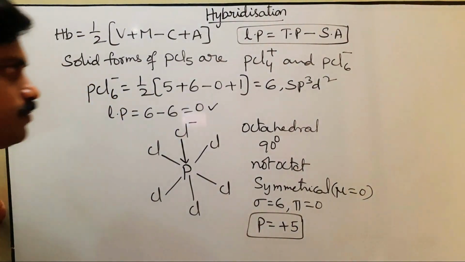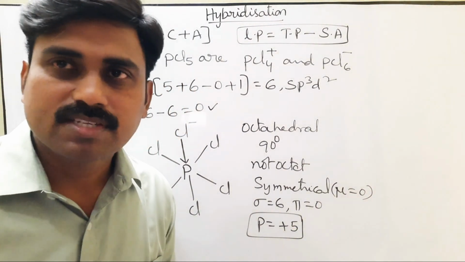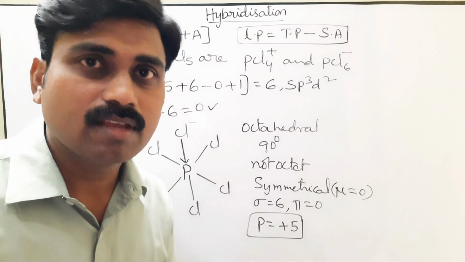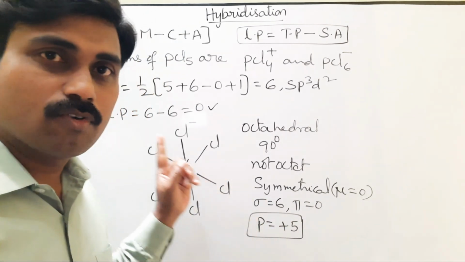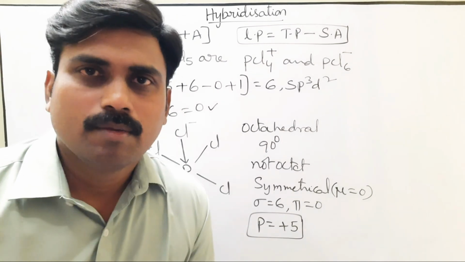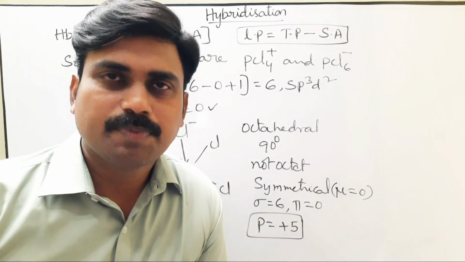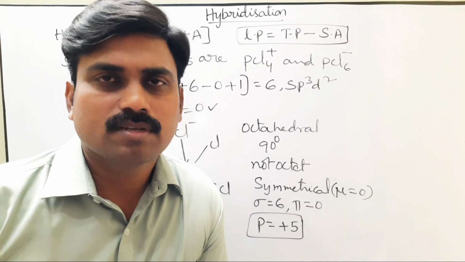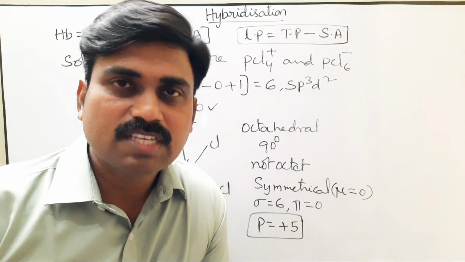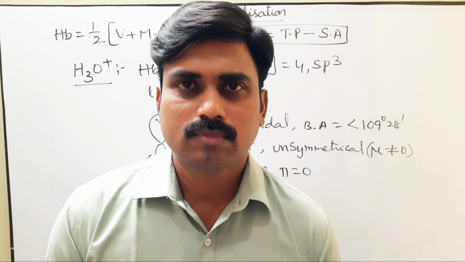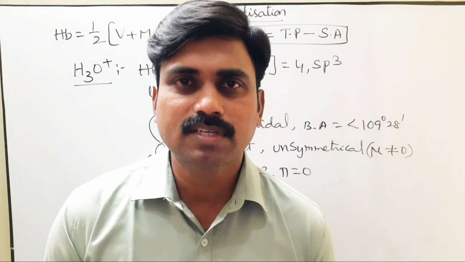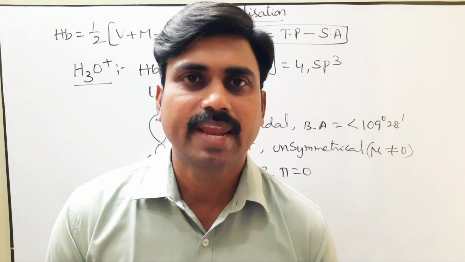So this is the hybridization of solid PCl5. Solid PCl5 has two forms, PCl4 plus and PCl6 minus. PCl4 plus exhibits sp3 hybridization and PCl6 minus exhibits sp3d2 hybridization. Students, I am explaining previous competitive examination questions in the next video.